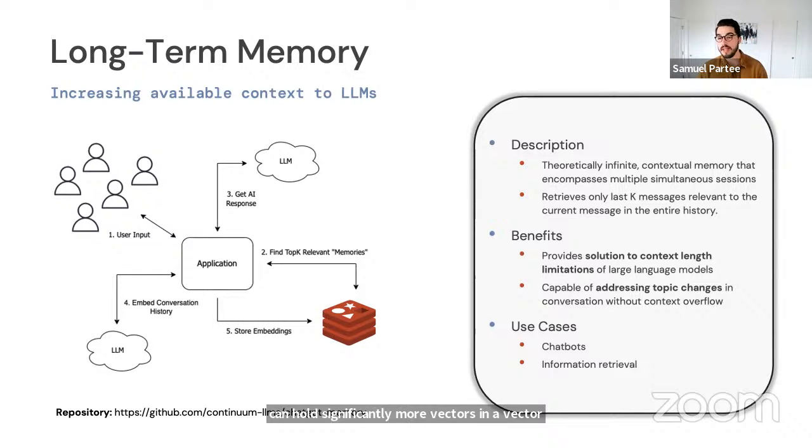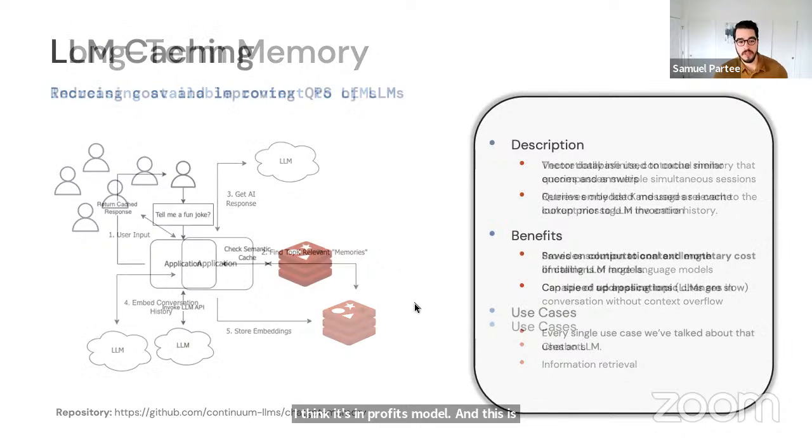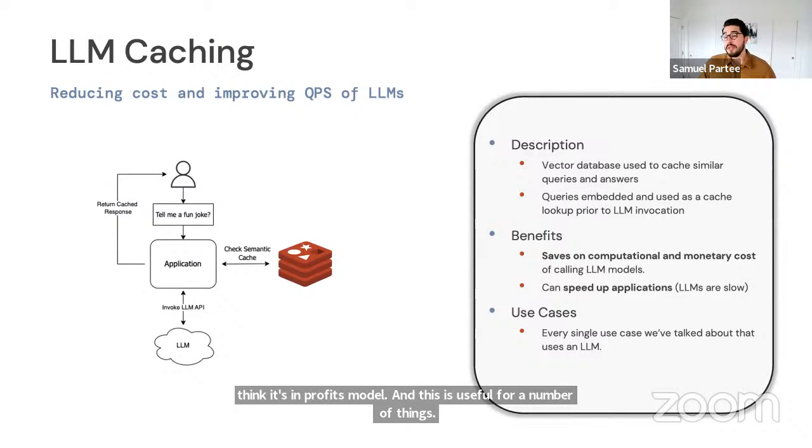since you can hold significantly more vectors in a vector database than you can in a context window, even for Anthropic's. I think it's Anthropic's models. And this is useful for a number of things. Think about information retrieval as well, not just chatbots. And now a really cool one.